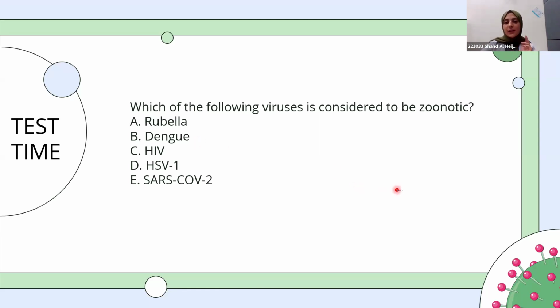For those who answered A, rubella, we said it's transmitted from the mother to the fetus. You confuse rubella and rabies. Rabies is the one that's transmitted from a dog bite to humans. That's rabies virus, not rubella. Okay? Again, the others are not zoonotic, so they're confined to humans.